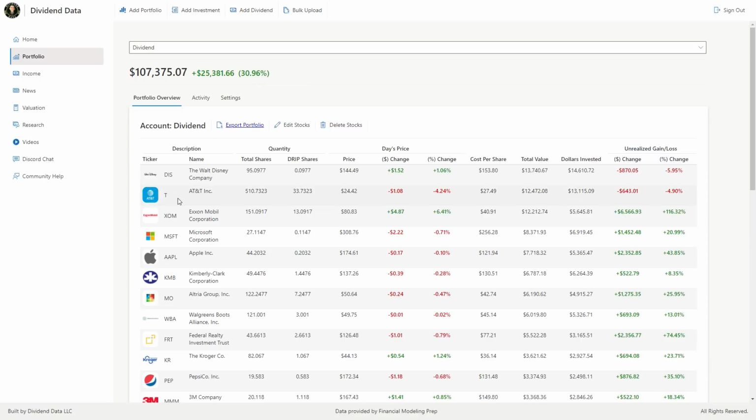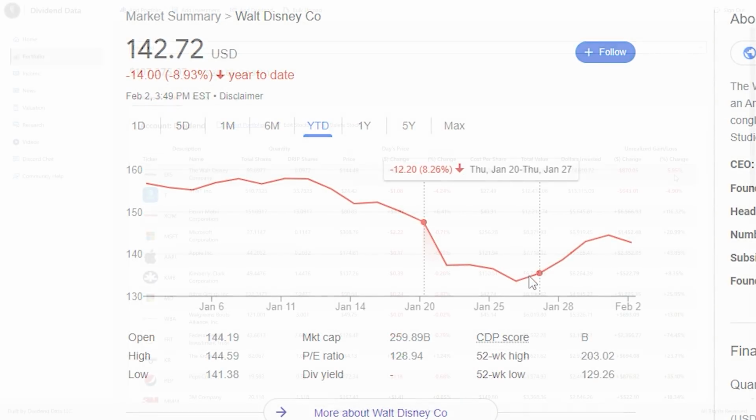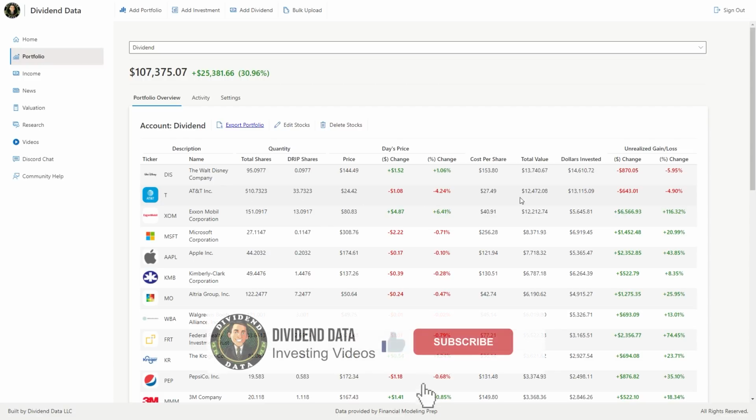My two largest holdings, Disney and AT&T, are still in the red. Disney's down 6% overall and saw a decline after Netflix's earnings report. I used this as a buying opportunity and acquired a few more shares, which we'll discuss later. AT&T is down 4.9% overall and just had a huge week of news. It also happened to be the stock that paid me my largest individual dividend ever. I'll touch on both of those later in the video.